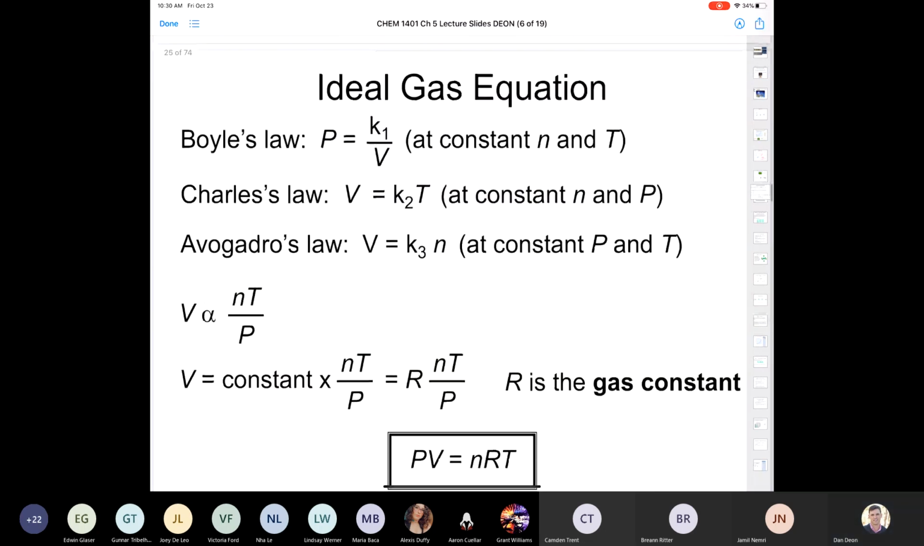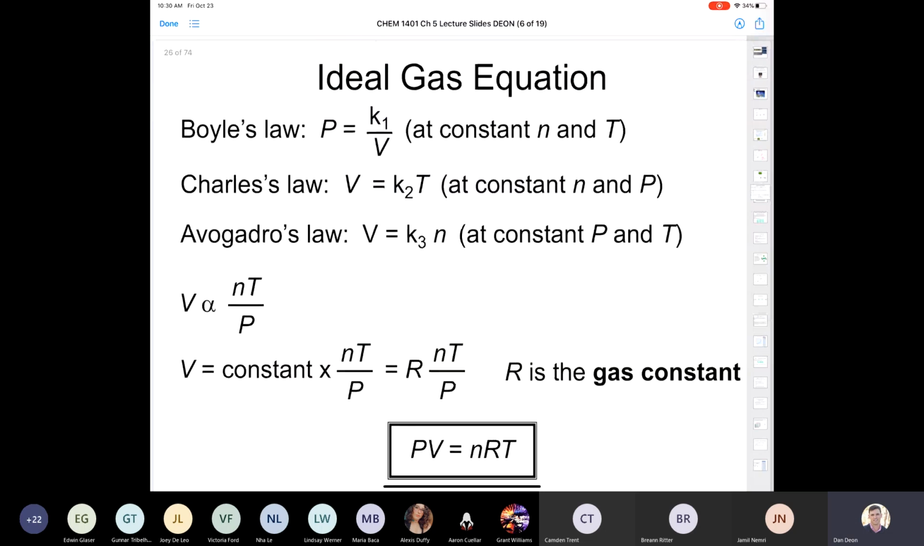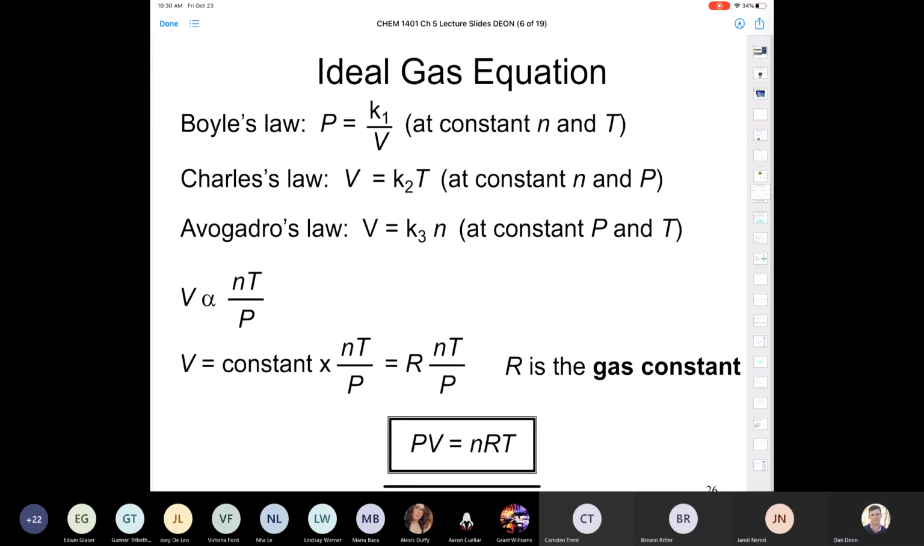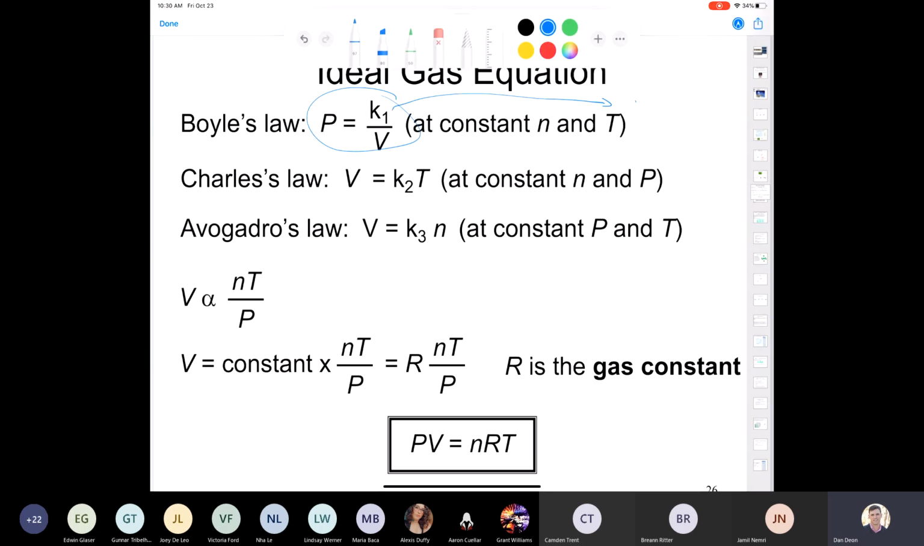Okay, if we look at Boyle's Law, Charles' Law, and Avogadro's Law, we see that from Boyle's Law, volume is inversely proportional to pressure, right? You see the formula that's written here. I can also express that as V is equal to K divided by P. So volume is inversely proportional to pressure, okay. From Charles' Law, we see that volume is directly proportional to temperature, and that from Avogadro's Law, volume is directly proportional to number of moles.